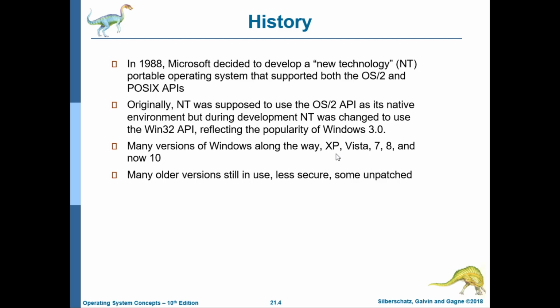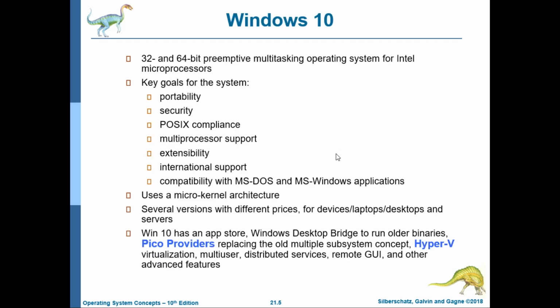Let's continue along with these versions of Windows. Of course, the latest is Windows 10. Many older versions are still in use, less secured, some unpatched. Windows XP and Windows 7 are already not supported by Microsoft for updates because they are already concentrating on Windows 10 with regards to its patches. And again, Windows 10 is the latest OS of Microsoft Windows.